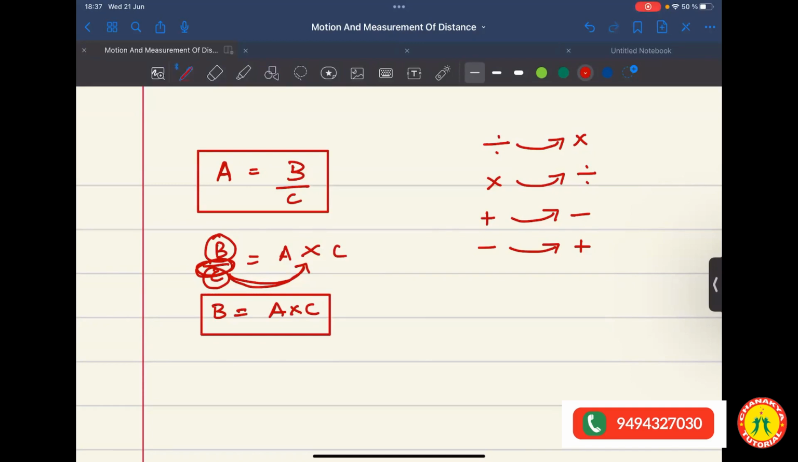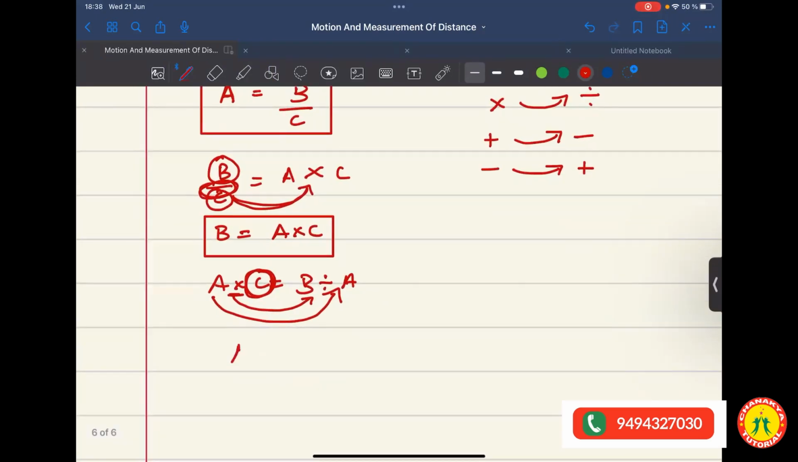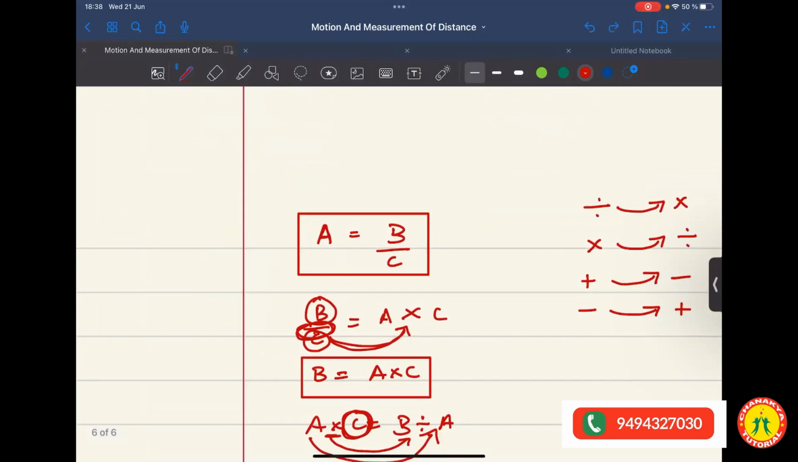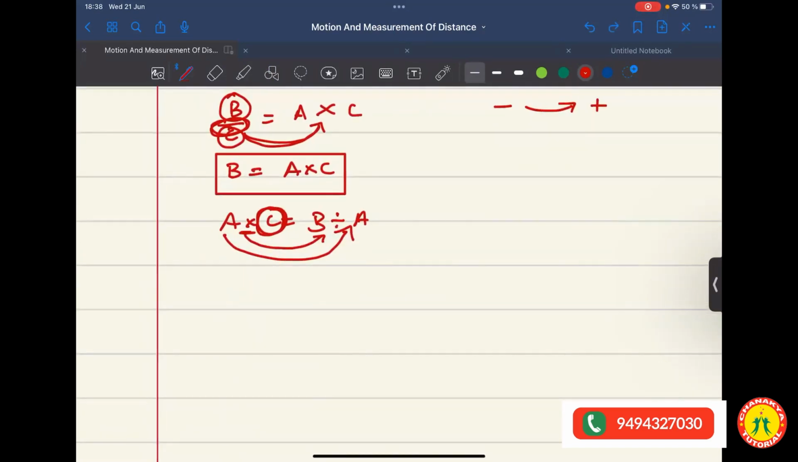Now you want to find the formula for C. You know that A into C is equal to B. You want to find the value of C, so you keep the C as it is. You know it is multiplication here. You're going to bring A over here, so multiplication becomes division. So B by A. C is equal to B by A.